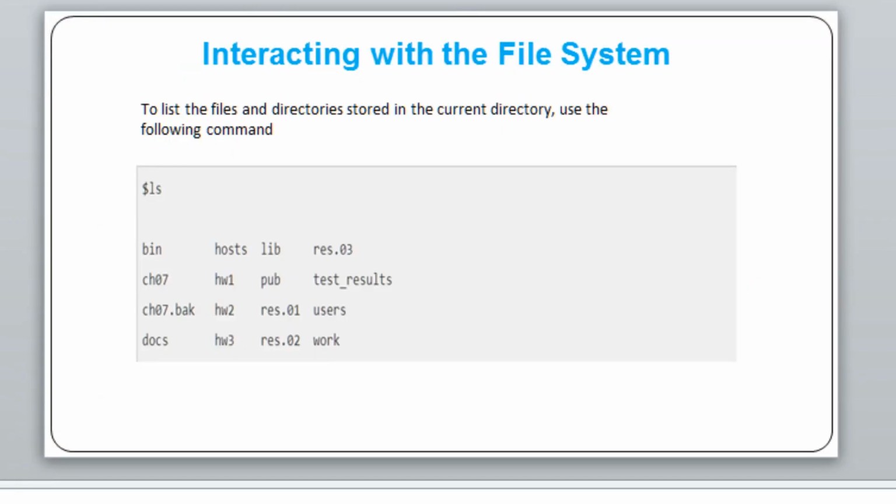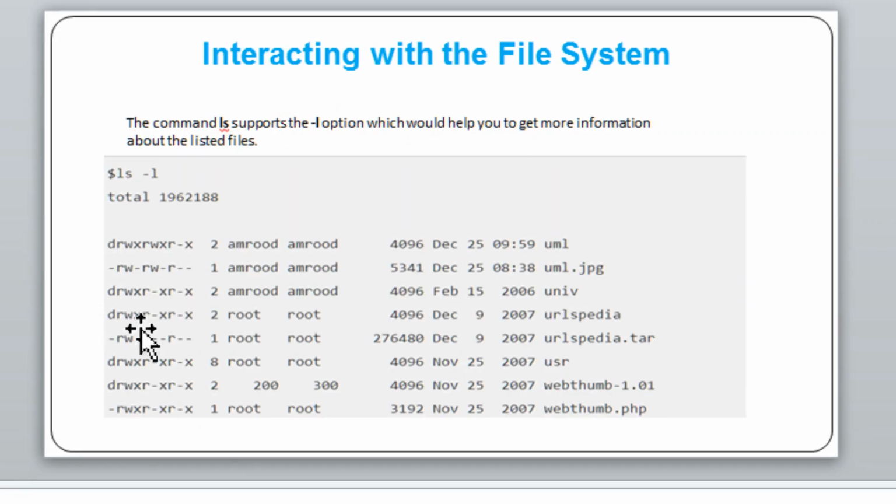So let's look at how to interact with the file system. You've seen me do this a couple times now. This is the ls command. It'll list the files and directories stored in the current directory you use the ls command in. Okay. The ls command supports the -l option, which gives you more information about the files. Typically, if you're going to do a -l, it's because you want to see the permissions of the files, or maybe you want to see how big the file is. Okay. So I'll show you that again.